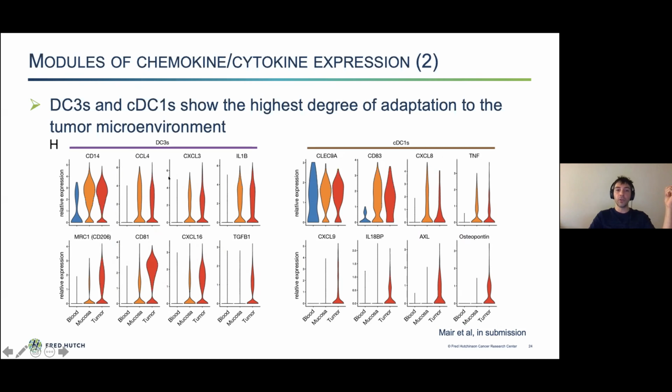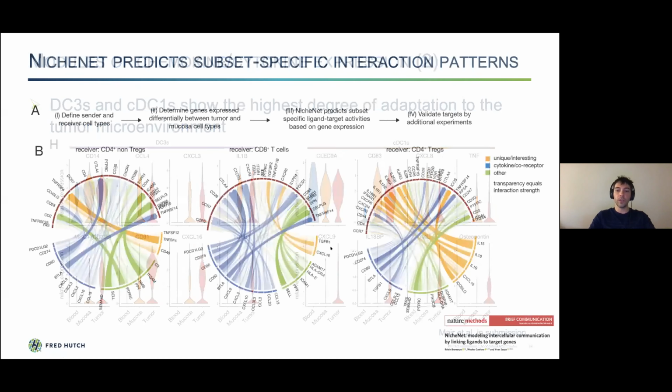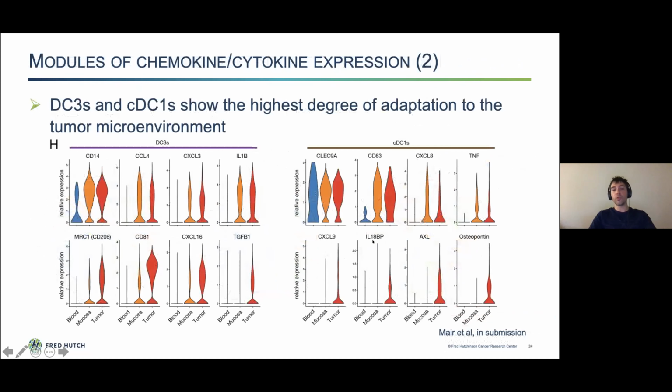And the lower panel depicts genes that were enriched or upregulated in the respective cell population only in the tumor. And for the DC3s, we found this to be the case for CXCL16, which is the ligand for CXCR6, and TGF-beta1, which is an important immunosuppressive cytokine. For the cross-presenting DCs, we found an upregulation of CXCL9, which is one of the ligands for CXCR3, and IL-18 binding protein, which is a negative regulator or a neutralizing mediator for IL-18 signaling.